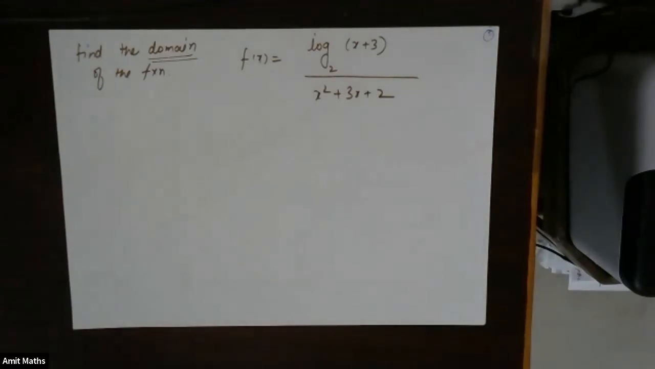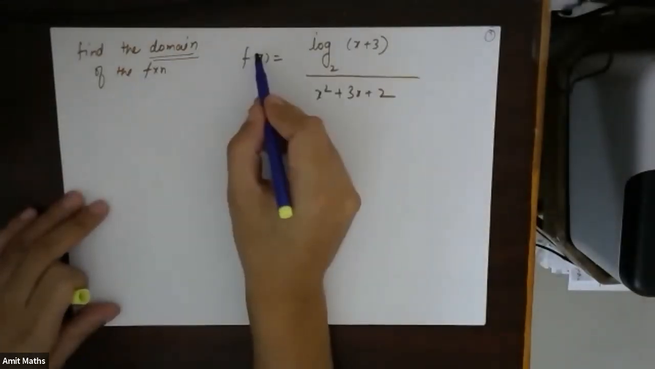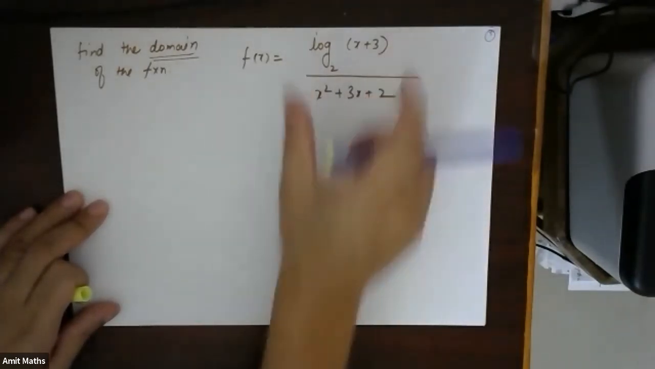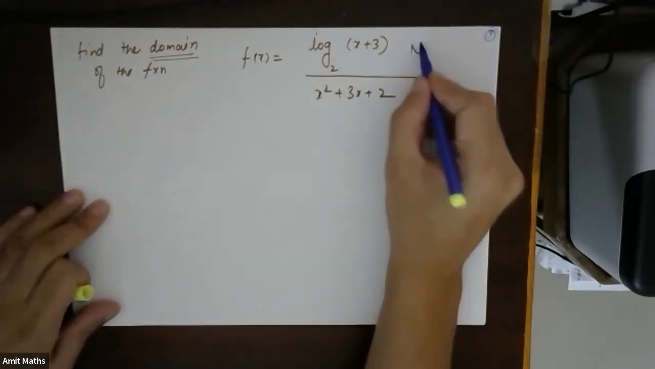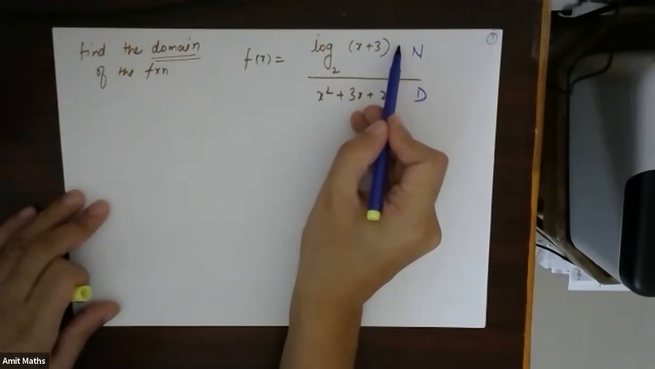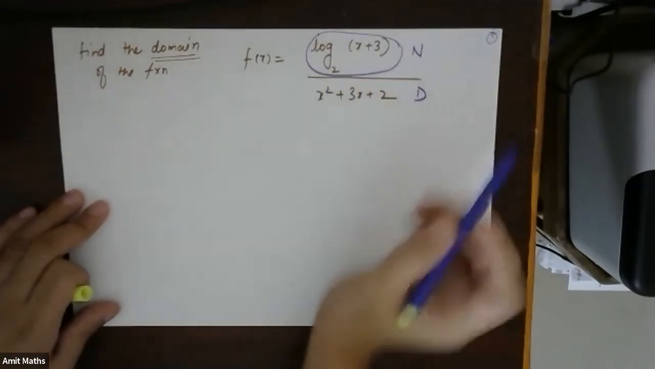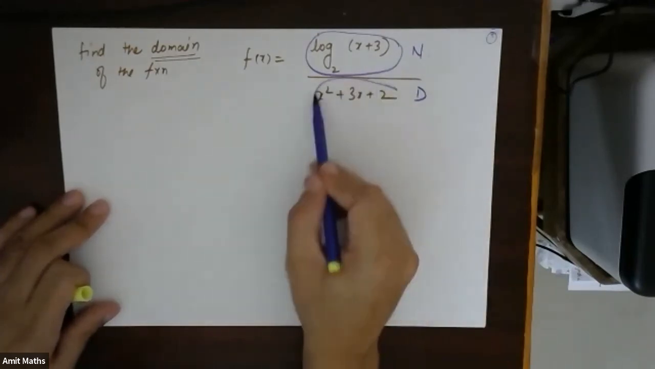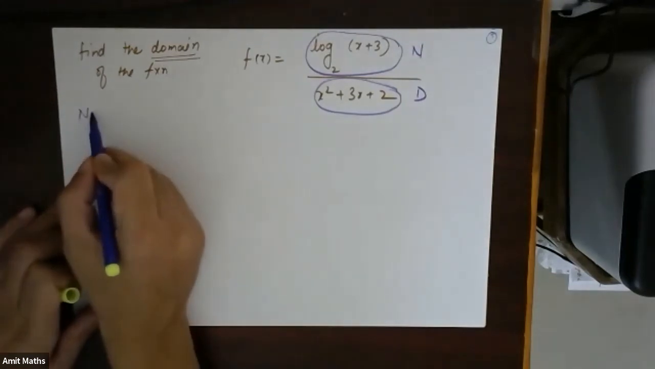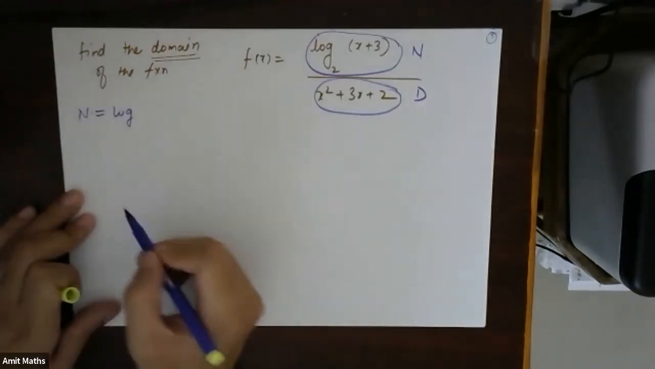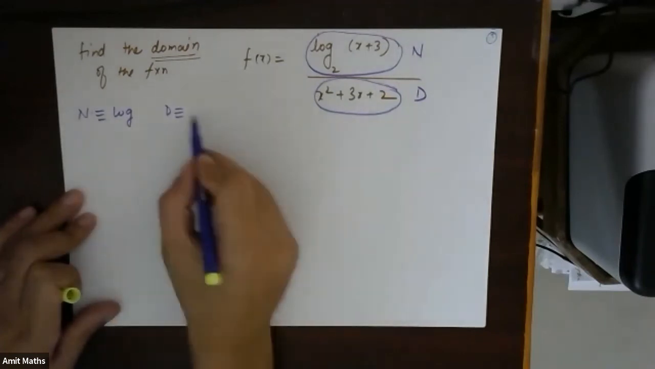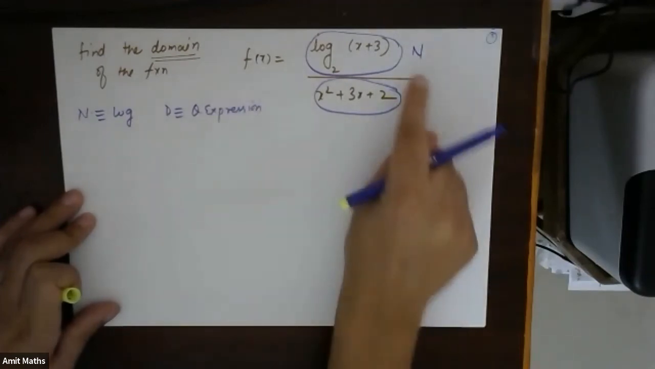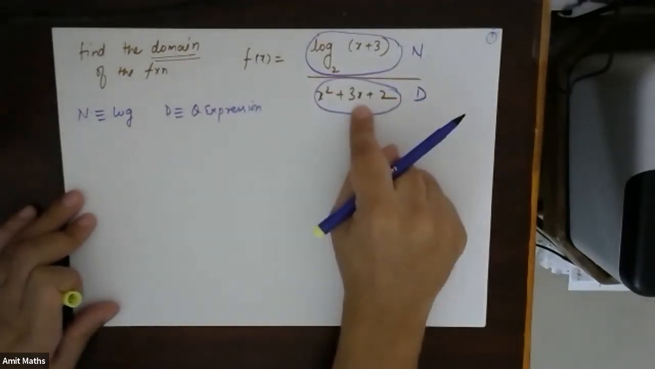Okay, so let's solve this one. This is a different kind of function in which we have two different parts. First is this thing, the second is this. This is the numerator and this is the denominator. Numerator is itself a different function, and denominator is different. Numerator is a logarithmic function, and denominator is a quadratic expression.